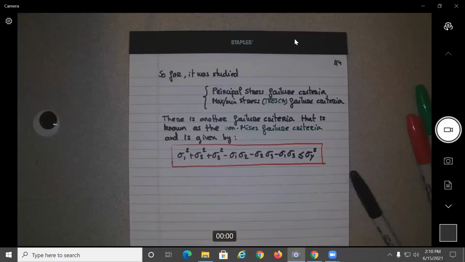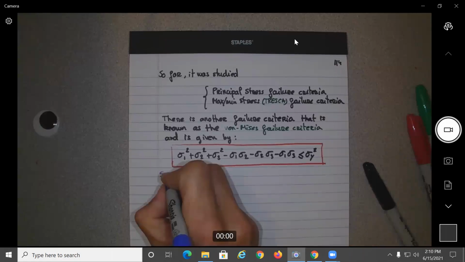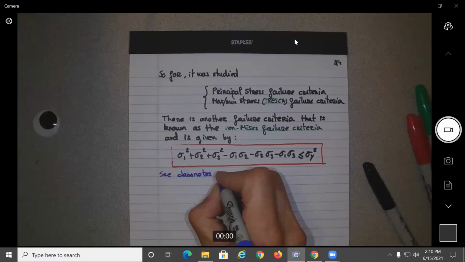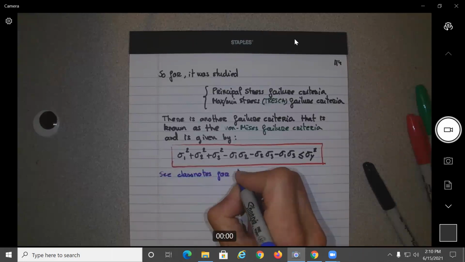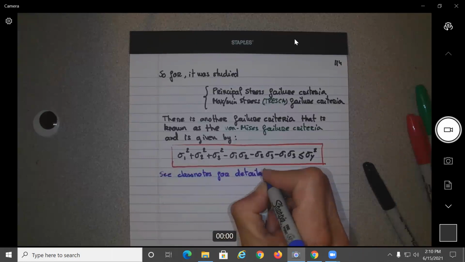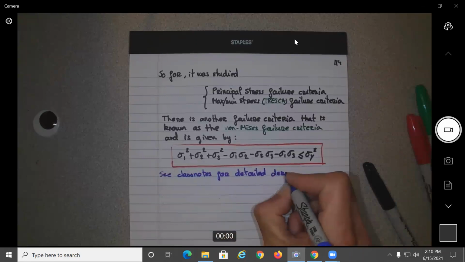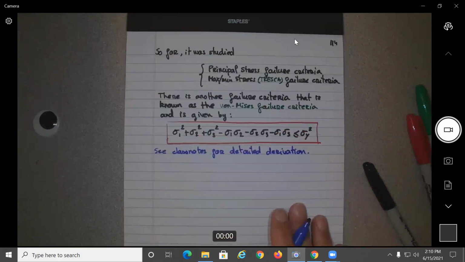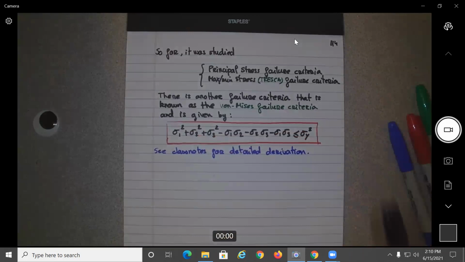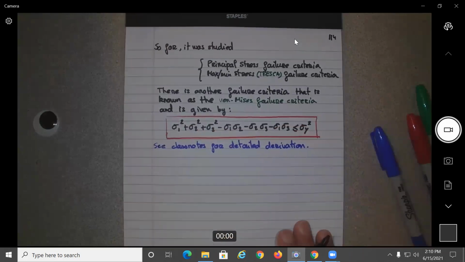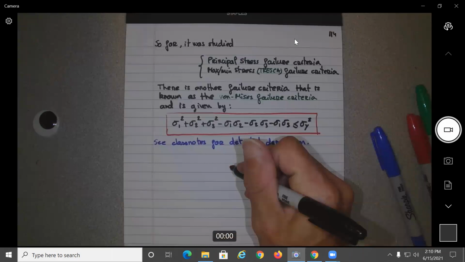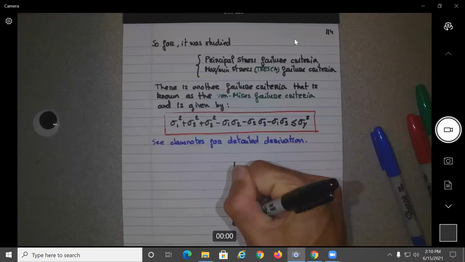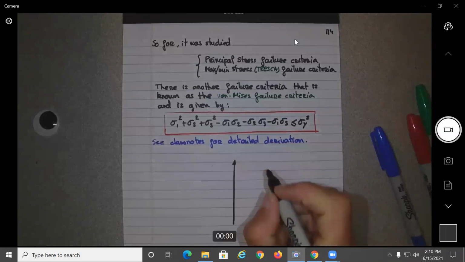Okay, I'm going to put here: see class notes for detailed derivation. All right, so I'm going to do a figure now over here. If you understand the figure, that's all that matters, the figure and the table that I might do afterwards.